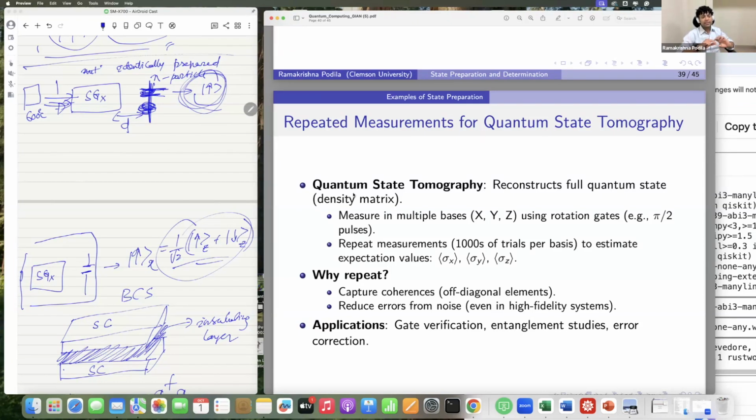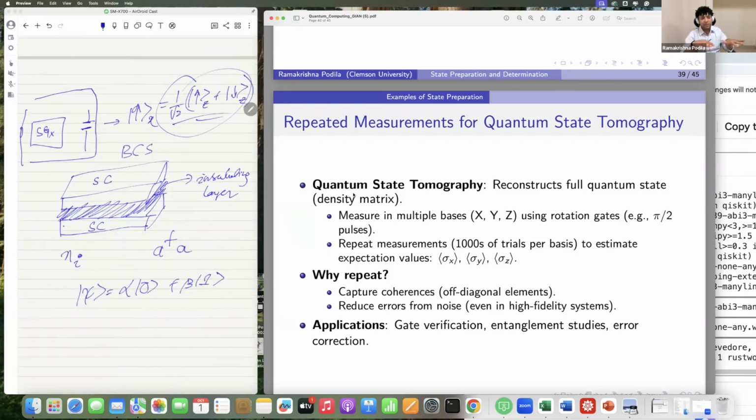If I just want to reconstruct the full spin, then I have to measure in multiple bases, and these are called rotation gate pulses. We will see what these rotation gates are. So essentially, for the transmon qubit that I am describing, this Josephson junction, when we write the Hamiltonian, you will see that there is a rotation element.